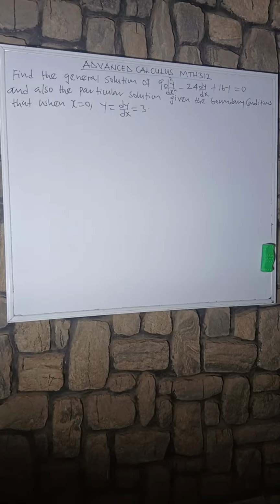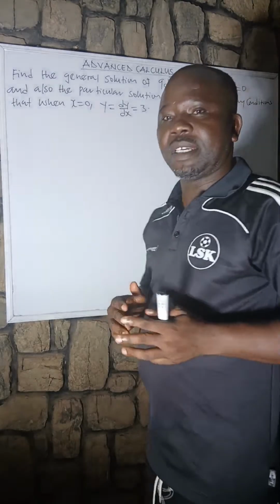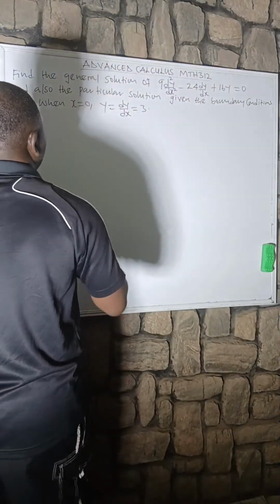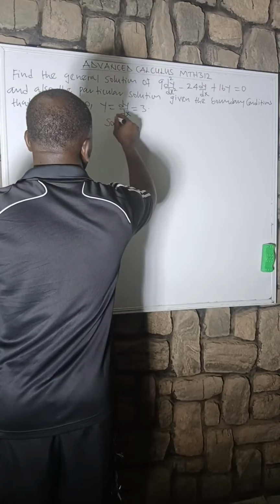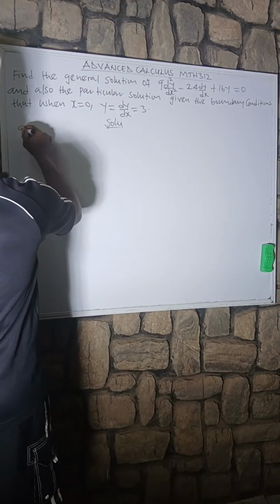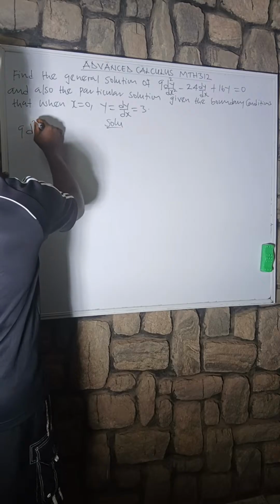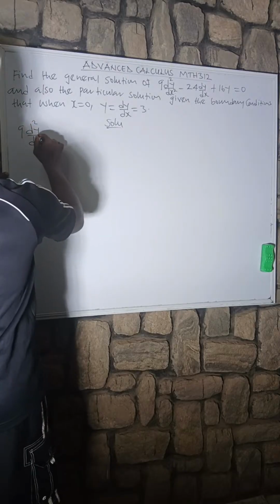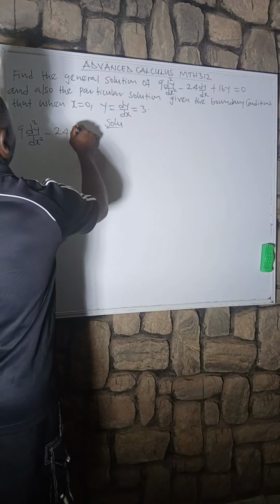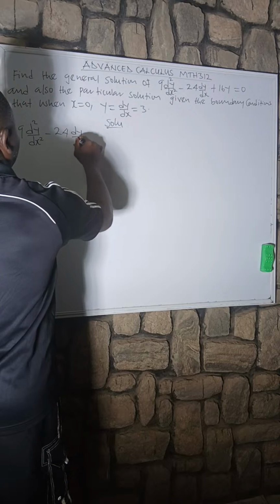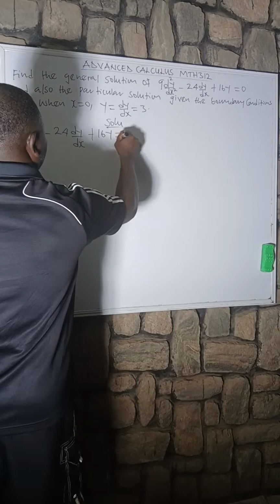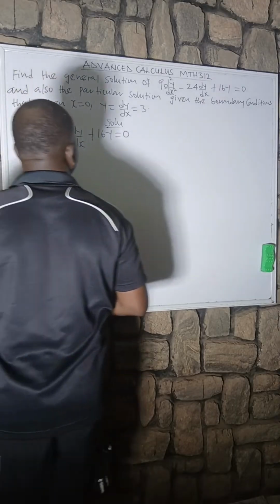So, let's write the solution. We have here 9 d squared y over dx squared minus 24 dy over dx plus 16y equals 0.